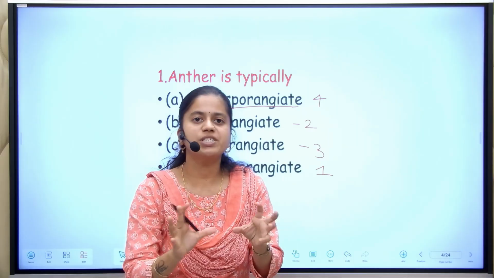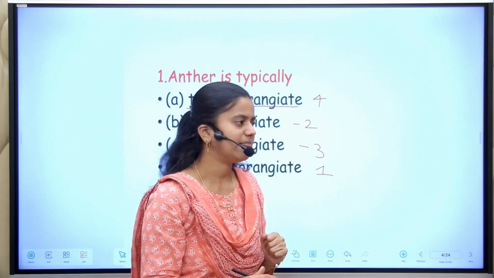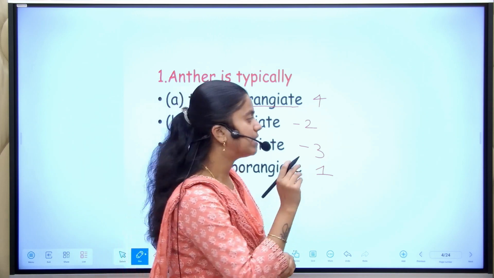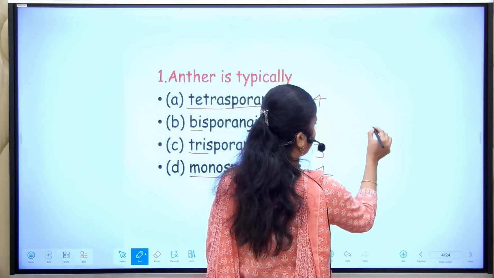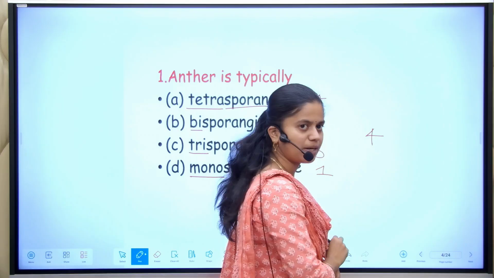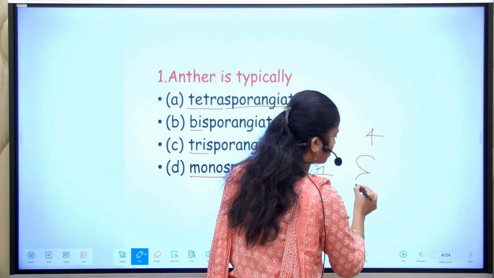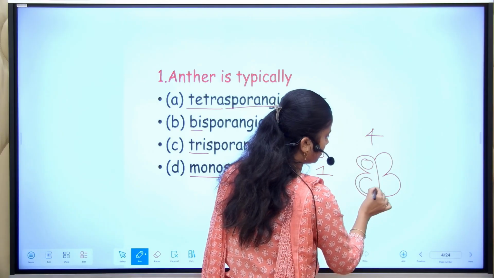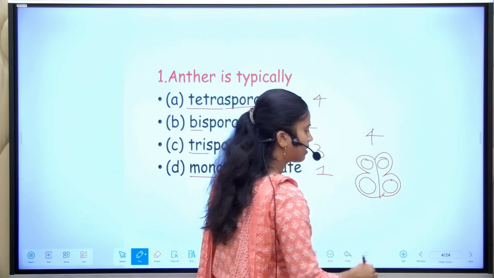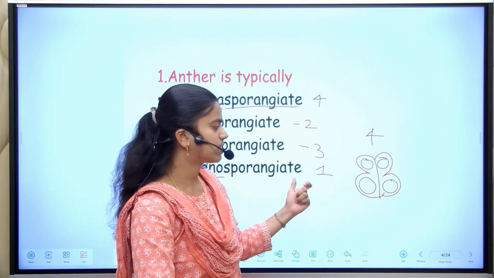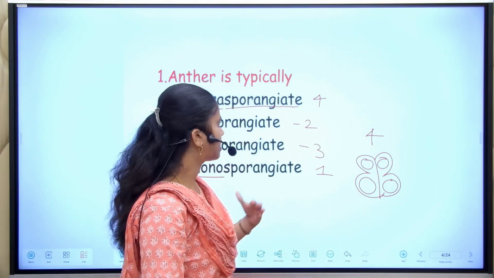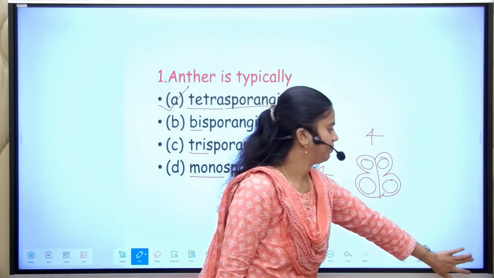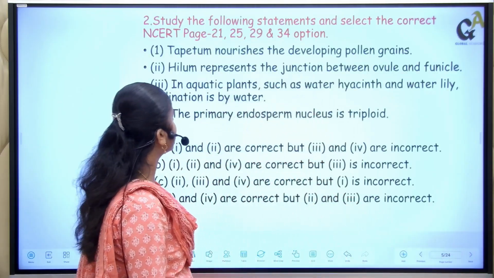How many lobes are present inside the anther? As you have studied in the previous class, each anther consists of 4 lobes. Do you remember this structure? There were 4 lobes, it was bilobed, and it consisted of dithecous. So the answer here is tetrasporangiate. Okay, let us move to the second question.